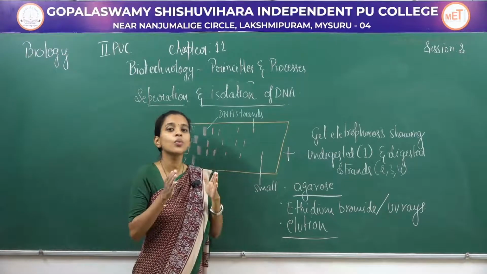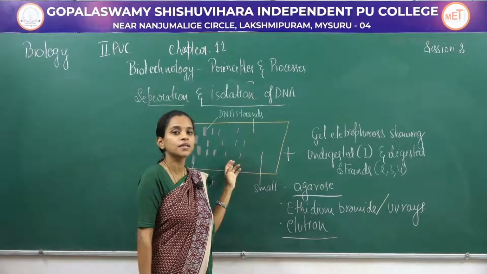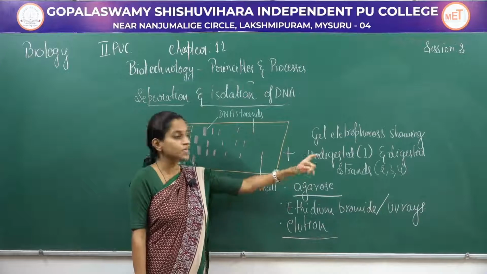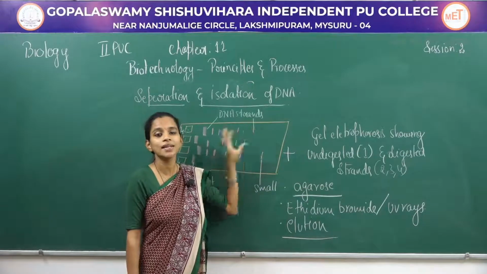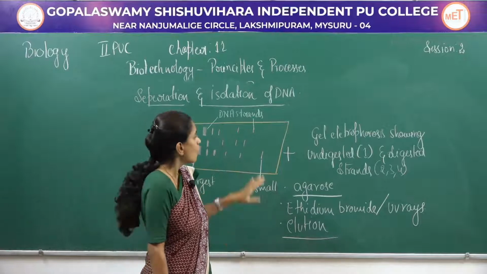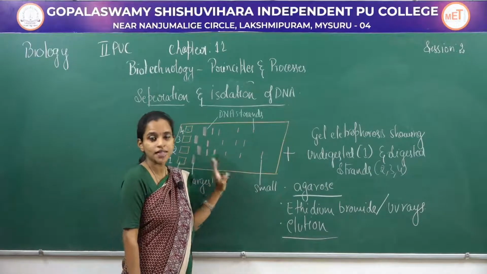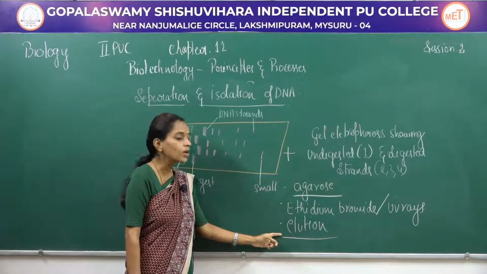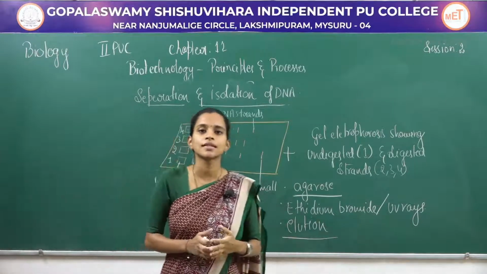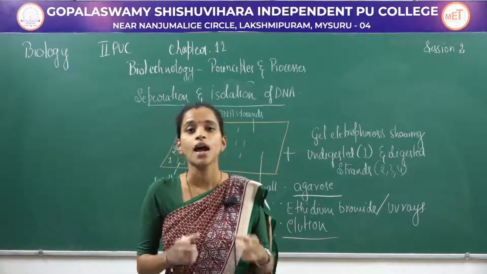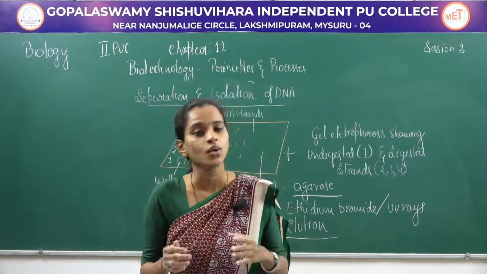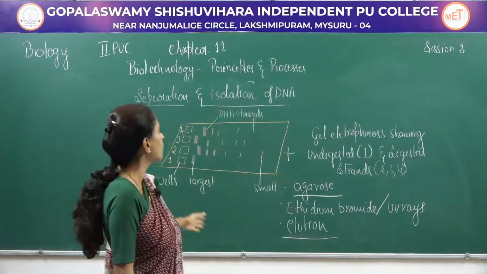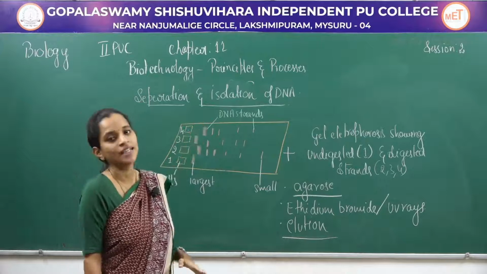To separate, we should know where exactly the DNA is. For this purpose, ethidium bromide is the stain which stains the DNA, and when observed under UV rays, the DNA strands appear orange in color. Once the orange colored DNA is easily visible in this gel electrophoresis, it can be separated from the gel using a process called elution. Once elution is completed, these DNA strands are ready to be incorporated into the cloning vectors to form a recombinant DNA. That is all about the separation and isolation of DNA.